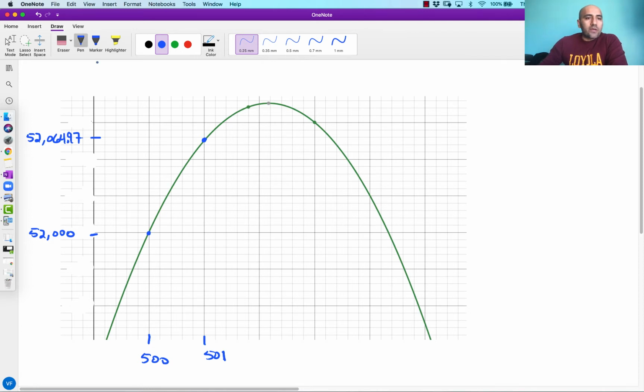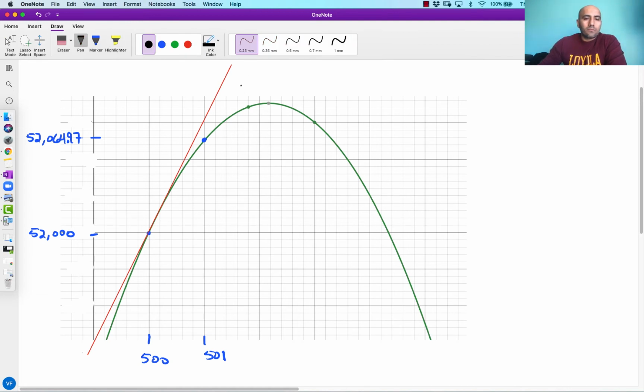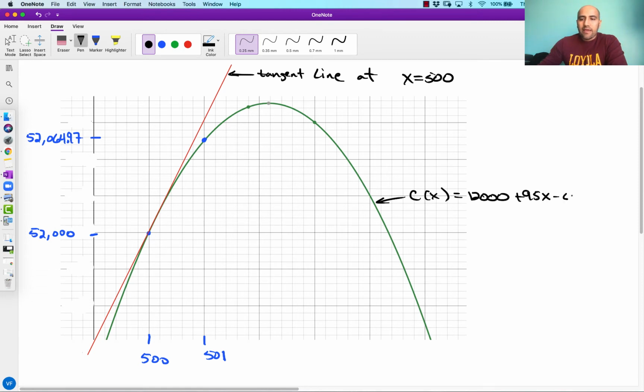Okay, and also we're going to have this tangent line at this point. So this is going to be the tangent line at x equals 500. Okay, so now remember that this here was C of x, the total cost function, which was equal to 12,000 plus 95x minus 0.03x squared. That was the total cost function. And so we had a couple of points here. What we could do is think about the triangle that's created underneath here.